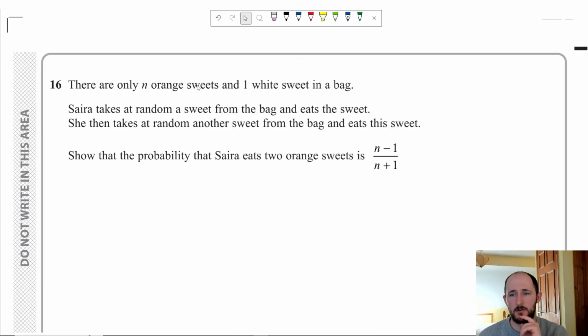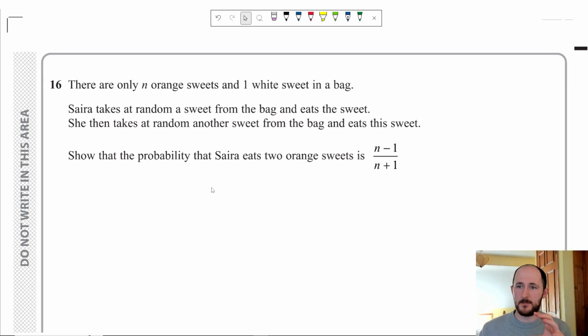There are only n orange sweets and 1 white sweet in a bag. Sarah takes at random a sweet from the bag and eats the sweet. She then takes another one and eats the sweet. Show that the probability she eats 2 orange sweets is n minus 1 over n plus 1.